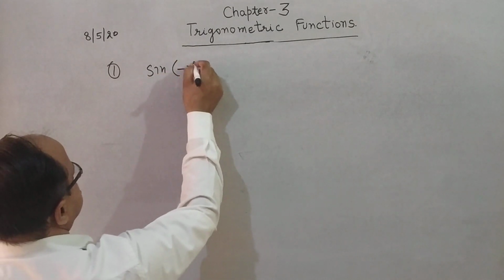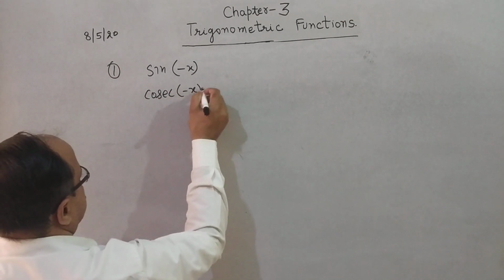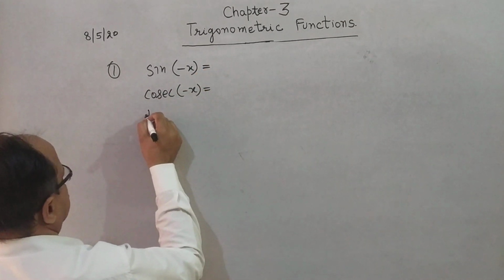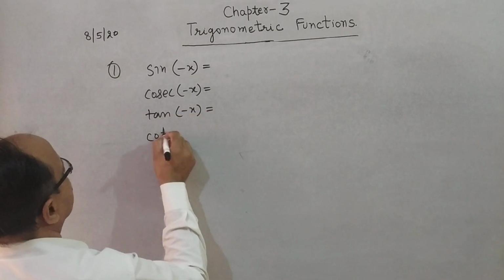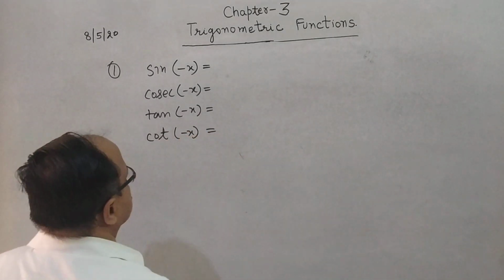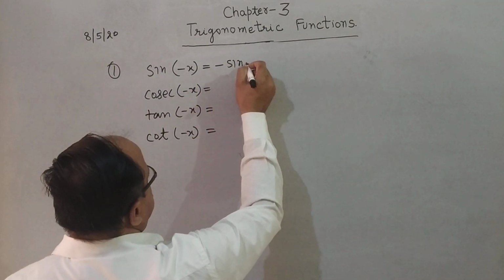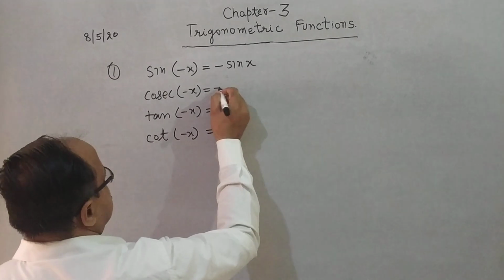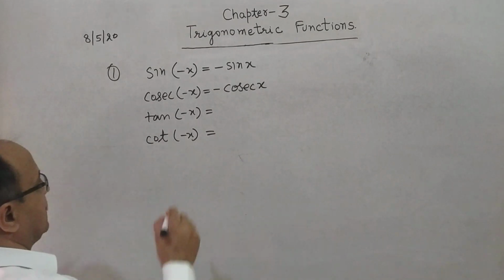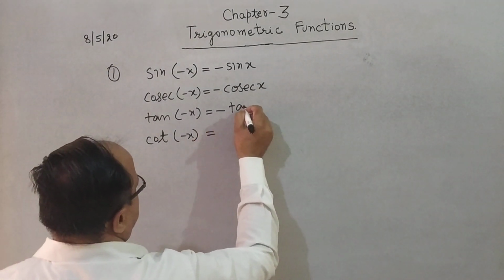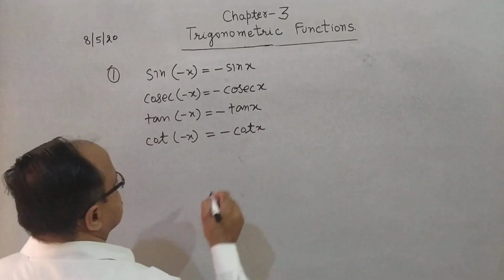Sine of minus x, cosec of minus x, negative angle, tan of minus x, and cot of minus x. Sine of minus x you can write minus sine of x. This is minus cosecant of x, and this is minus tan of x, minus cot of x.